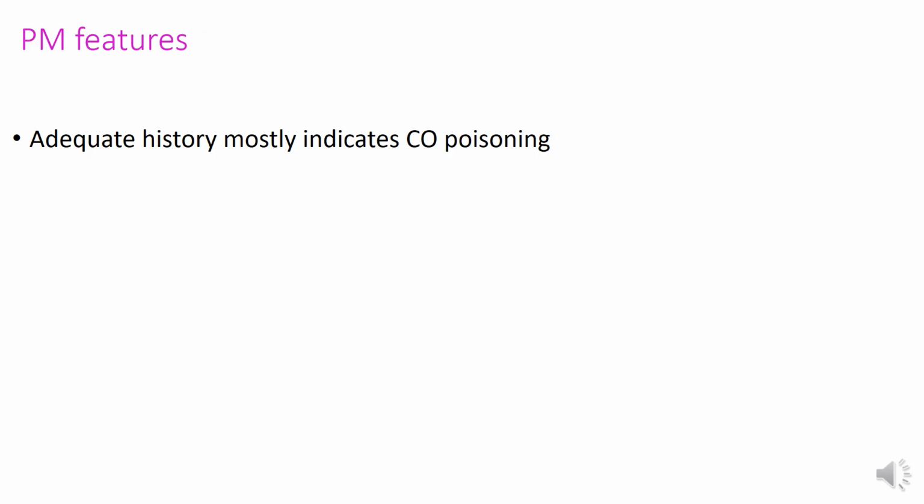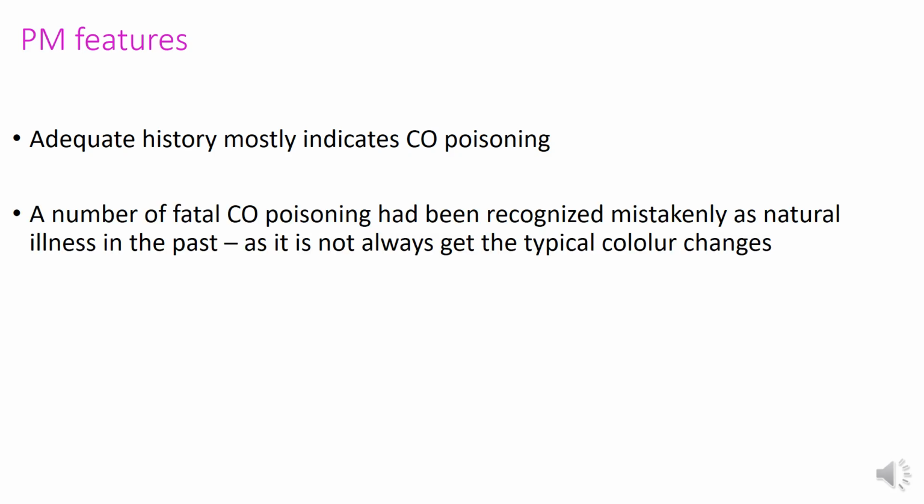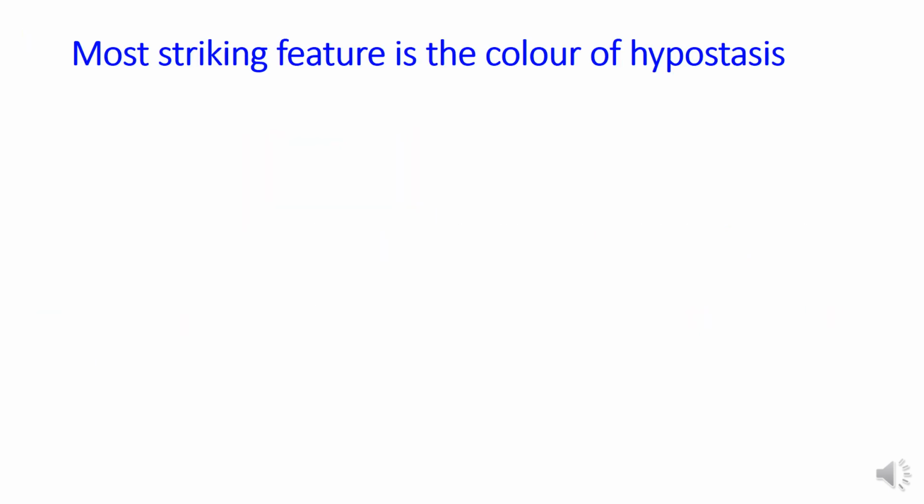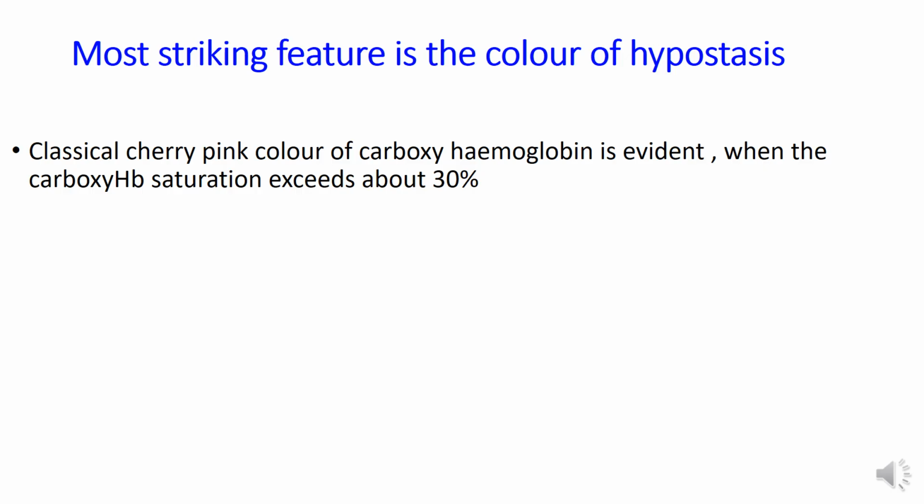What are the post-mortem features? Right, so frequently you are asked about post-mortem features due to carbon monoxide poisoning. Adequate history mostly indicates carbon monoxide poisoning, and you also have to understand that with carbon monoxide poisoning you get a different color change. That means color change could be seen as hypostasis or as the change of color in mucous membrane, muscles and blood. Right, so now this is very important to know as a post-mortem feature.